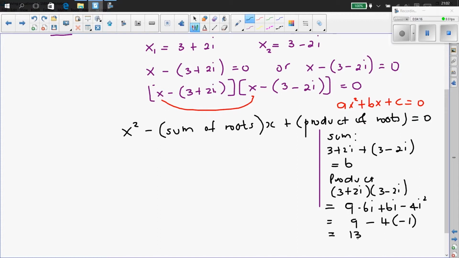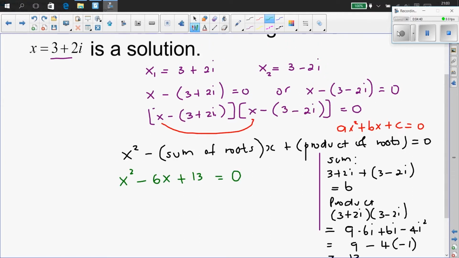So when I multiply these two factors, I'm going to get x squared. The sum of the roots gave me 6, so it's minus 6x. The product of the roots gave me 13. So this is the answer to the above problem. This is actually one of the factors. I need to now find the other factors. So what I'm going to do is just recopy the polynomial.